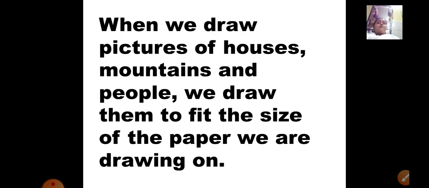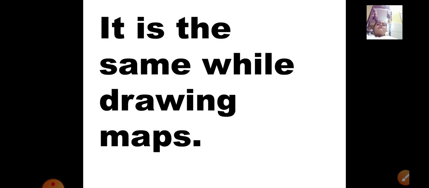When we draw pictures of houses, mountains and people, we draw them to fit the size of the paper we are drawing on. Mountains are so huge, so when you are drawing them on a map, you cannot draw them so huge. You have to limit the space and make your drawings smaller, but measurement and accuracy should not be incorrect. On the basis of these two concepts only, you can draw that map. It is the same while drawing maps, so only this concept is used.